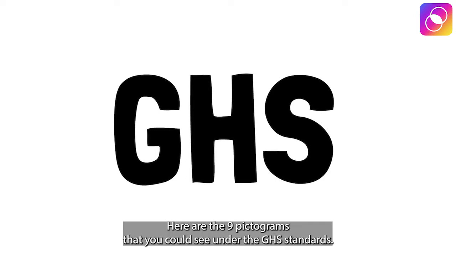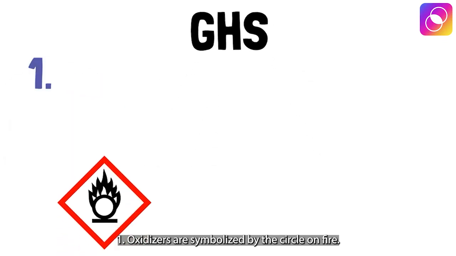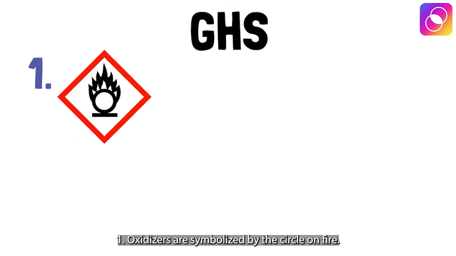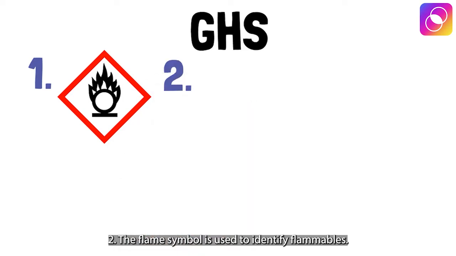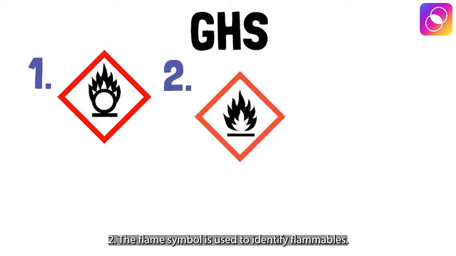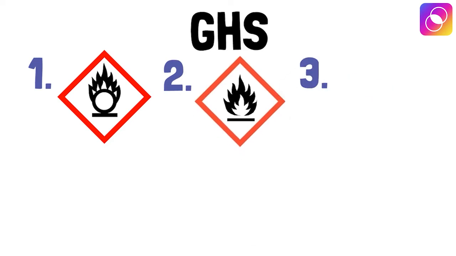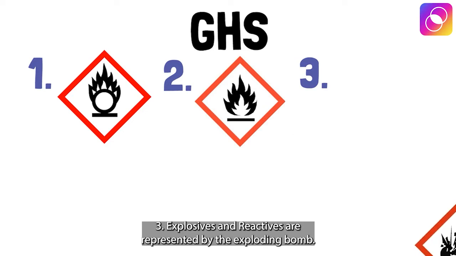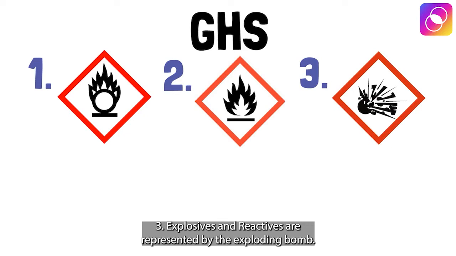Here are the 9 pictograms that you could see under the GHS standards. 1. Oxidizers. Oxidizers are symbolized by the circle on fire. 2. The flame symbol is used to identify flammables. 3. Explosives and reactives are represented by the exploding bomb.